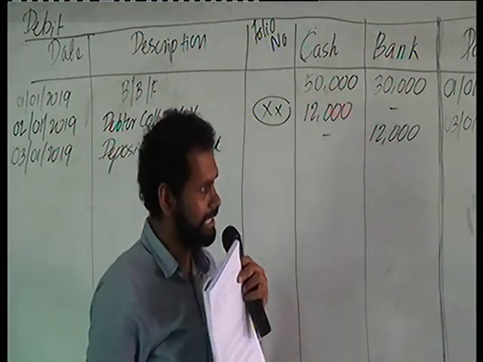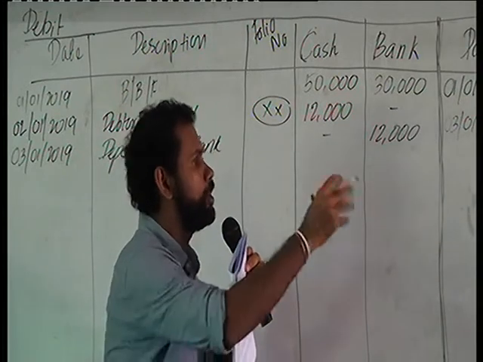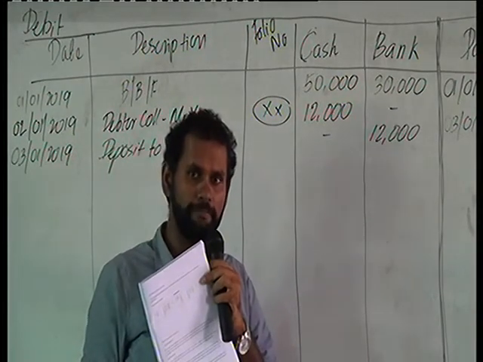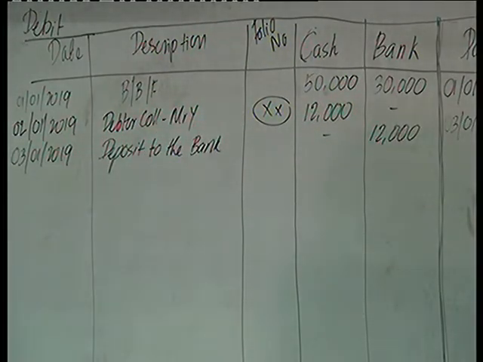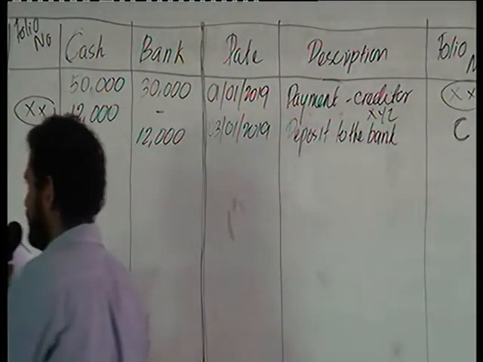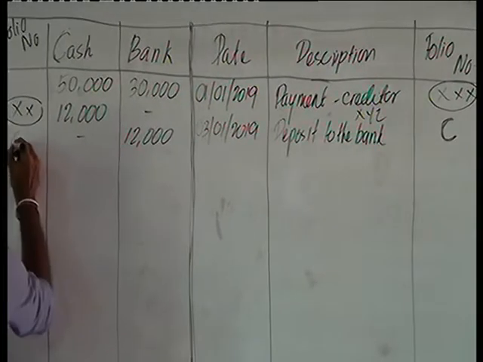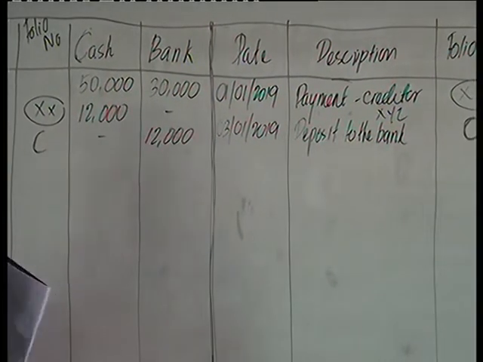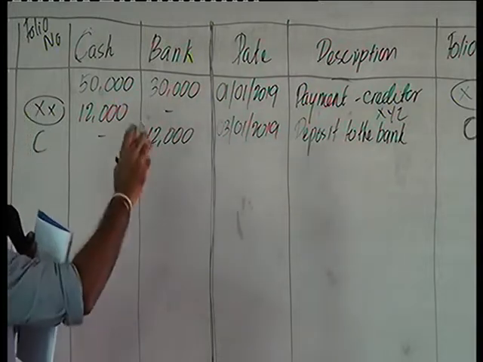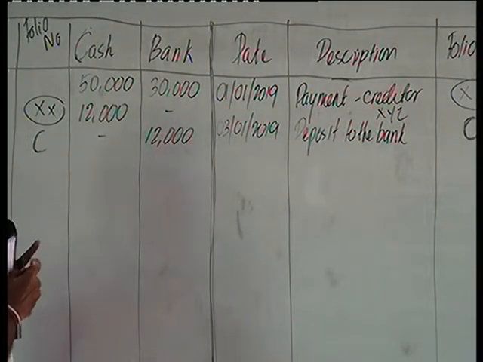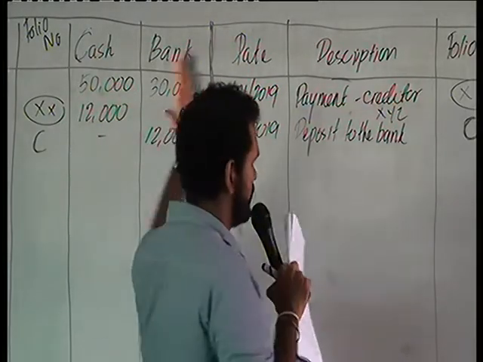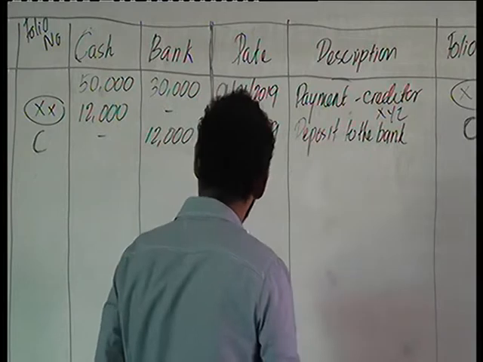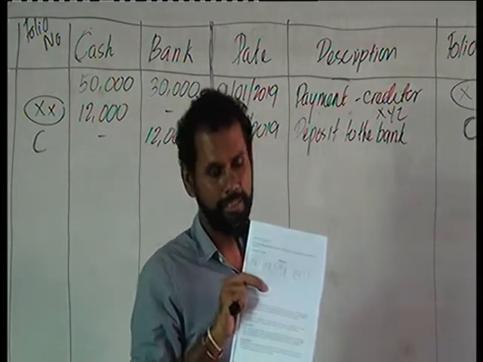Now what should be the folio number for this one? It is a contra entry, so we put C here, as mentioned in the example paragraph, because it is an entry that happens within the same account. Within the cash book itself, it's a contra entry. So we put it as C in the folio section.